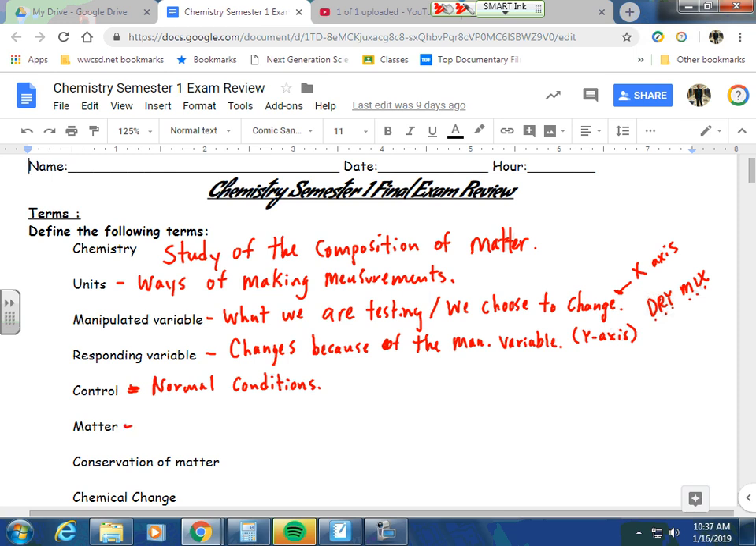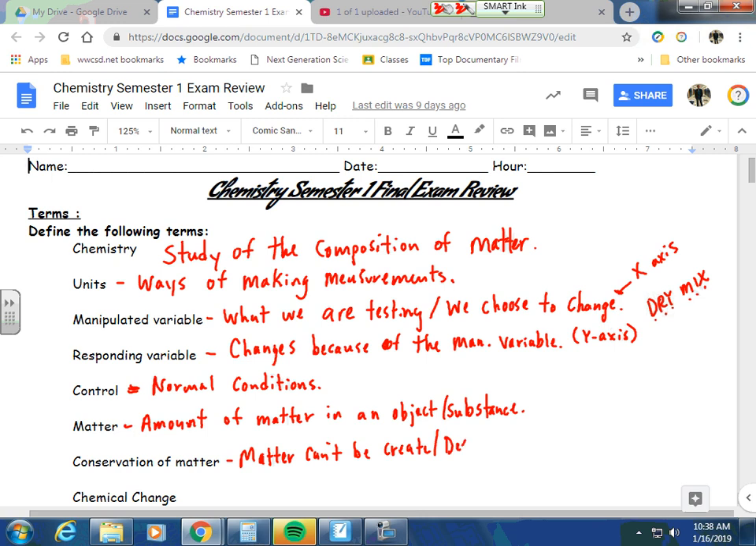Matter is just going to be the amount of stuff in an object, which we call matter. So the amount of matter in an object or in a substance. Okay. And conservation of matter: matter can't be created or destroyed.